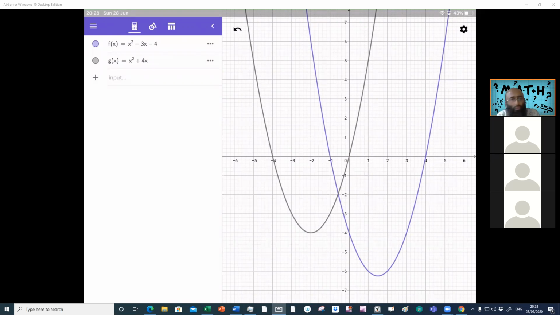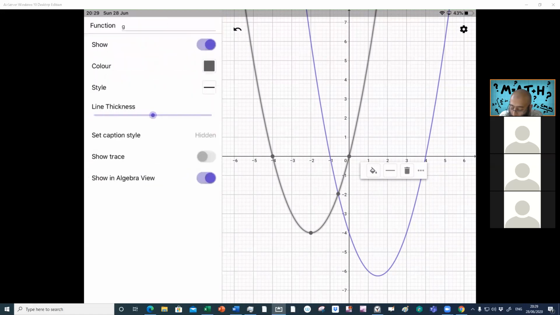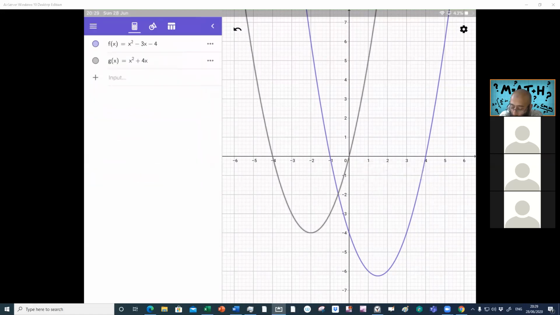Okay, let's have Salih. For the purple graph, the first one, x squared minus 3x minus 4, what are the... I don't know whether I can write on this. Oh, if I touch it, it gives you values. Right, it's going to give me some values. Okay. Oh, I think I picked the wrong graph first.